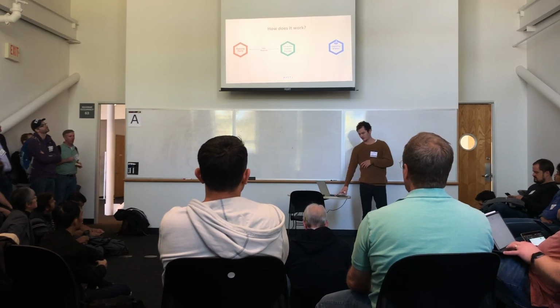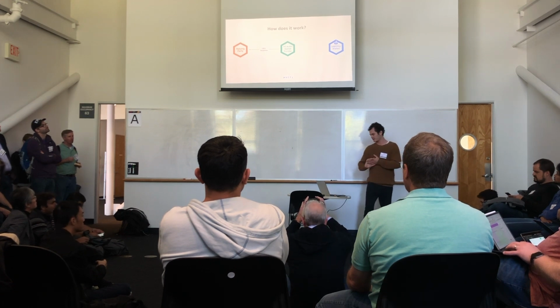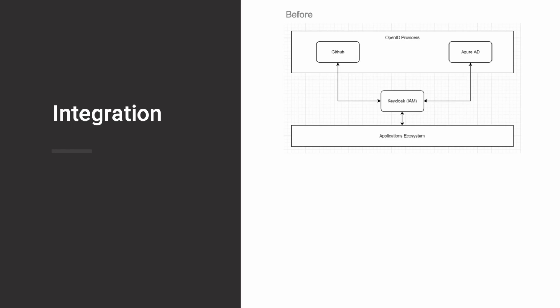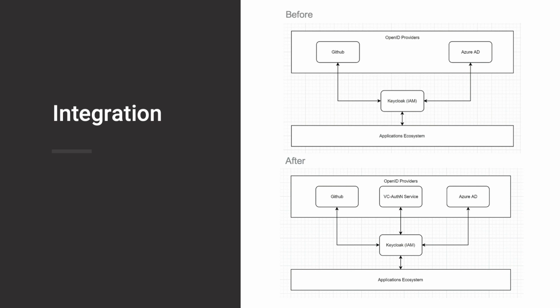So to talk now about how we actually did the integration with BCGov, their landscape before is really, they have KeyCloak as their deployed IAM. It does all of the authorization. They have a multitude of different identity providers such as GitHub and Azure AD that they interface through the OpenID Connect protocol. And then they have an applications ecosystem that obviously hooks into KeyCloak as their IDP. Essentially all we did was deploy another service and configure, from a dropdown in KeyCloak, to point at this new service as a new IDP. And it kind of does the rest.